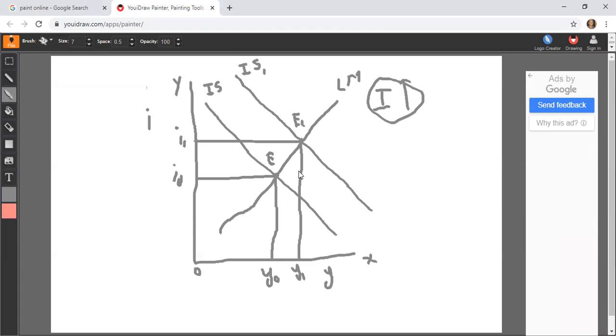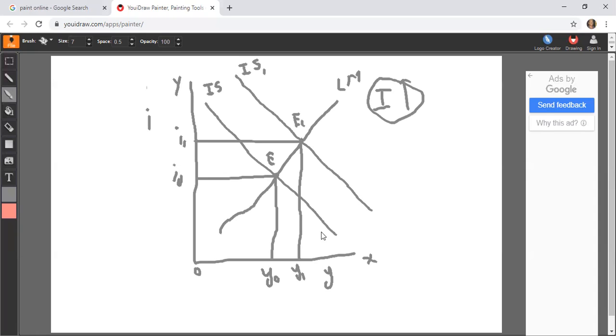So the takeaway from this discussion is that when there is an increase in investment, this increase in investment will push the IS curve in the upward direction, causing a change in the equilibrium of the IS-LM model from point E to E1. And this change in equilibrium point from E to E1 has caused an increase in the level of income from Y0 to Y1 and an increase in the rate of interest from I0 to I1.